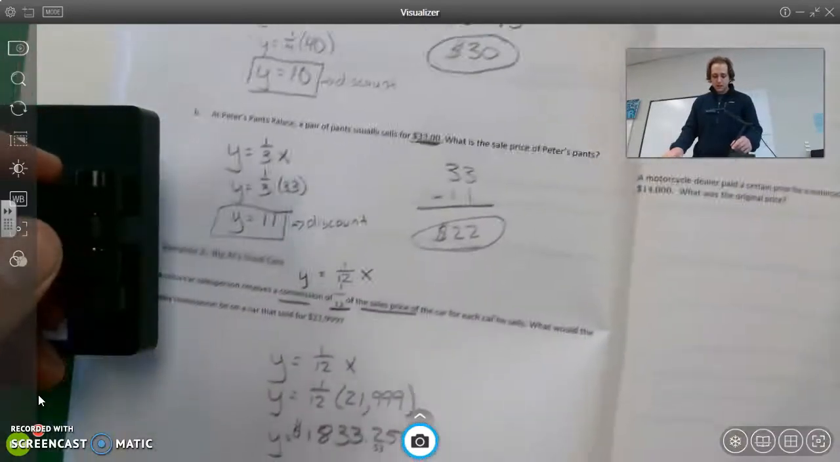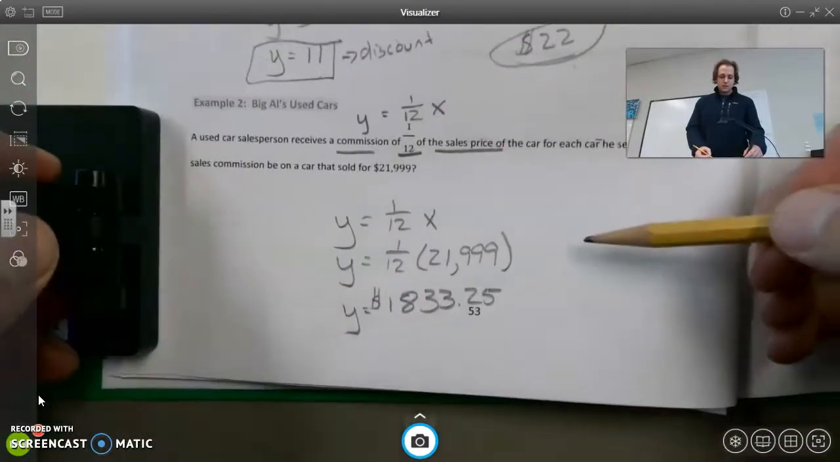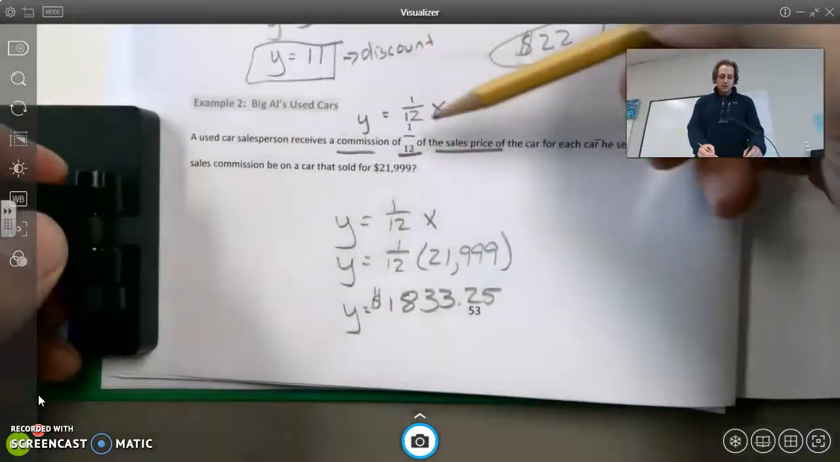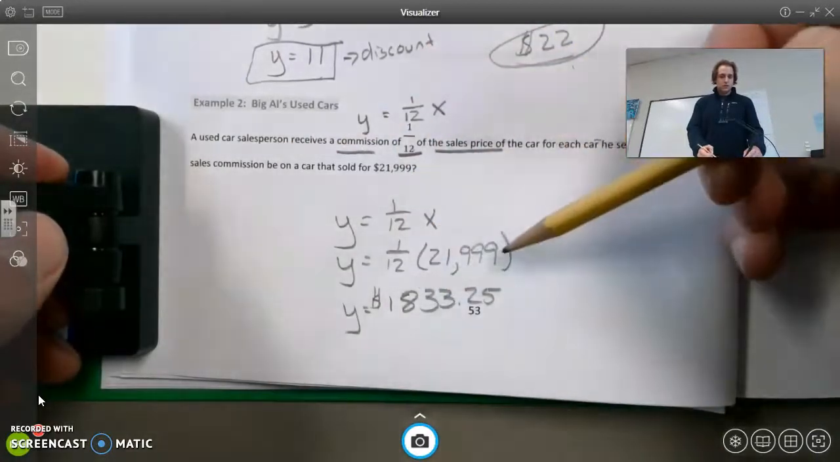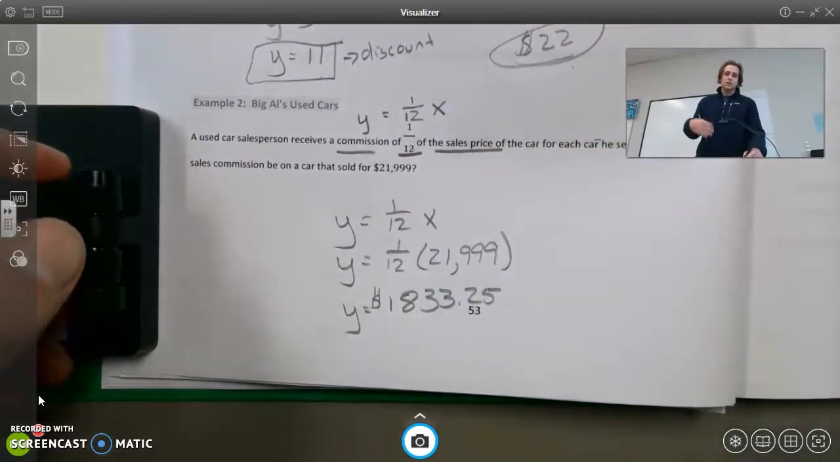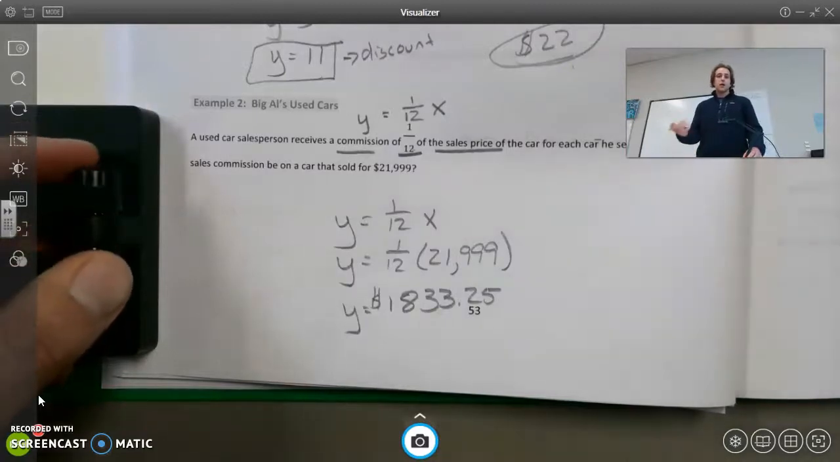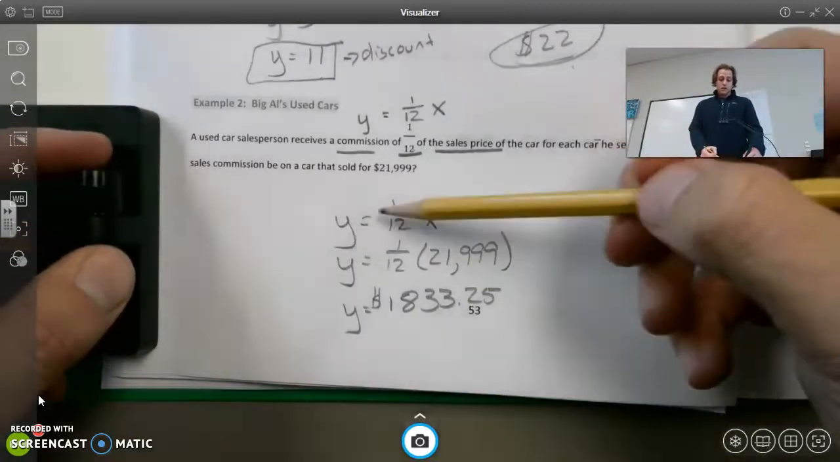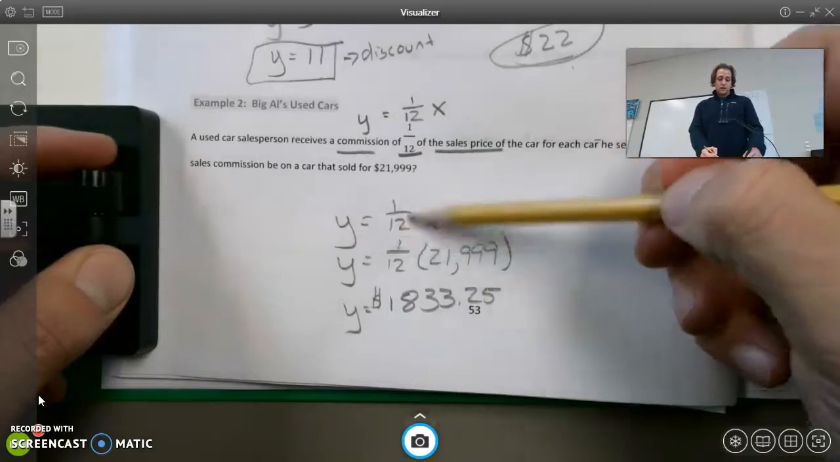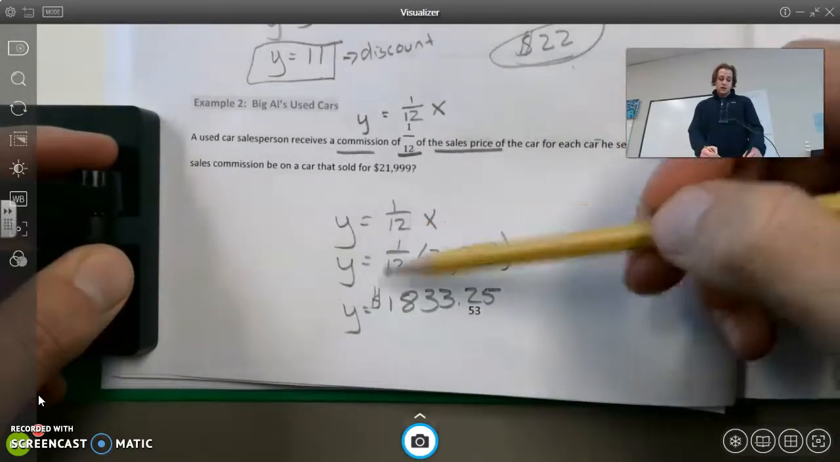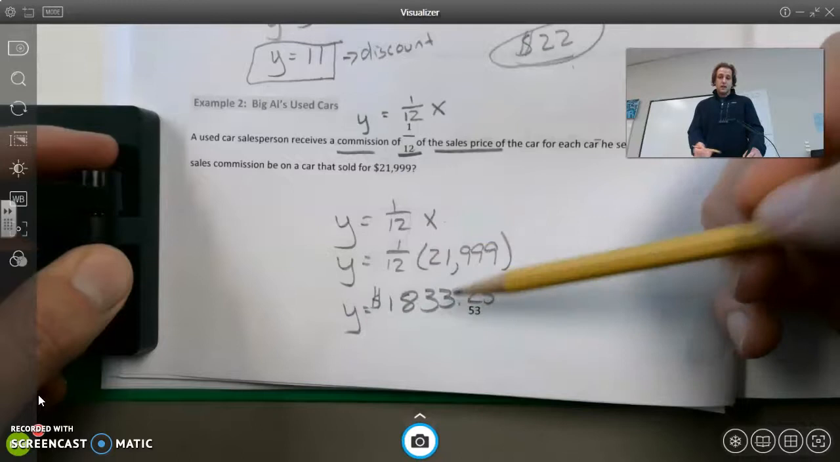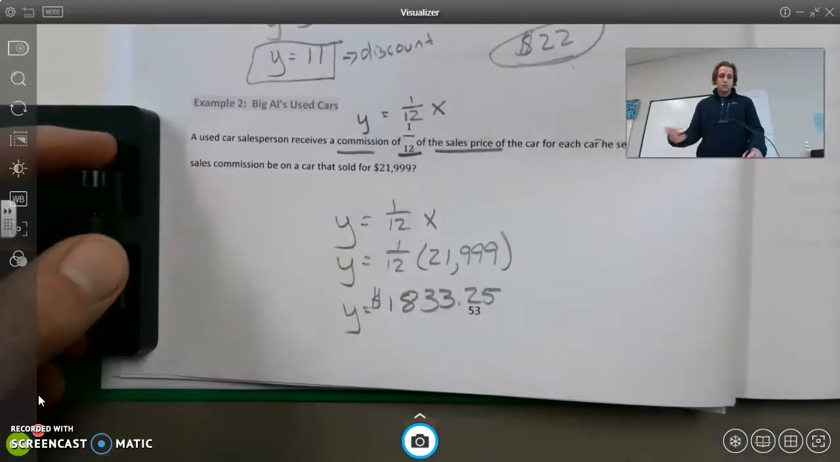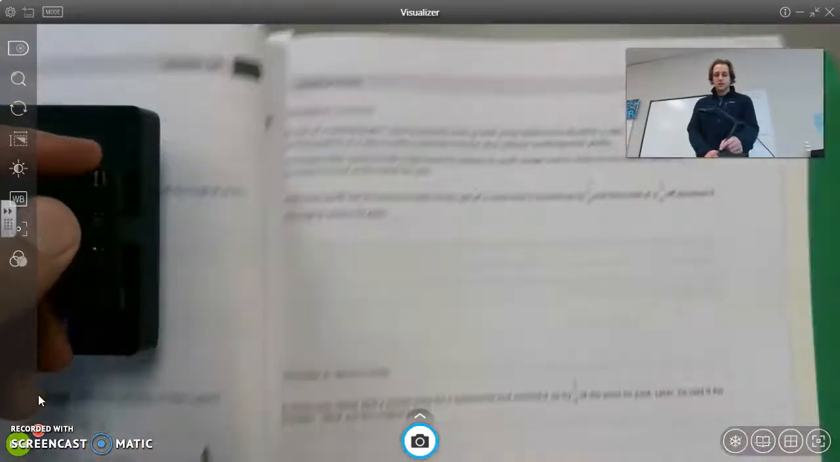Example 3. Now, let me just say this about commission. Commission is just a fraction or percentage of the total. You don't subtract it from the total. You don't add it to the total. It's just a part of the whole. So when I multiply my rate times the whole, I get some part of that value, and that's what commission is. It's like if you have a job where you earn money based on your sales, it's commission. All right.